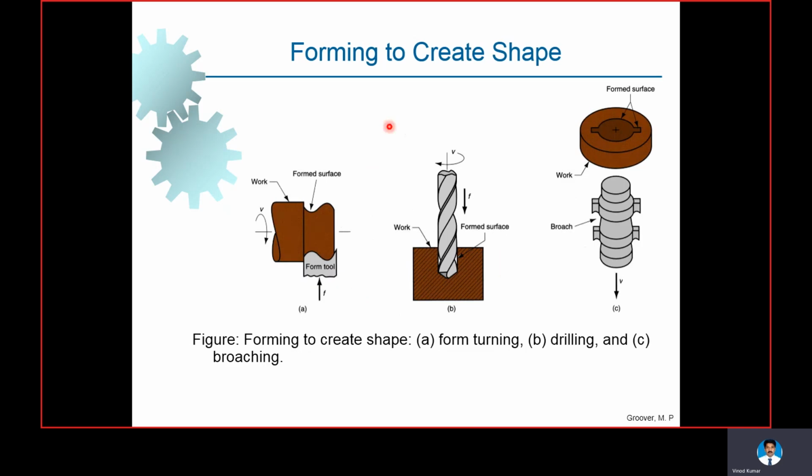Now, forming to create shape. For example, if you use a tool and the tool has a shape, that shape can be produced. This is the second category of how to produce a particular profile. Here, a forming tool is used to produce a profile like this. Similarly, a drilling tool could be used to produce a hole. So the shape of the tool will be transformed into the final shape of the product. This is a broaching process where we have slots, etc., which have the same shape as the tool.